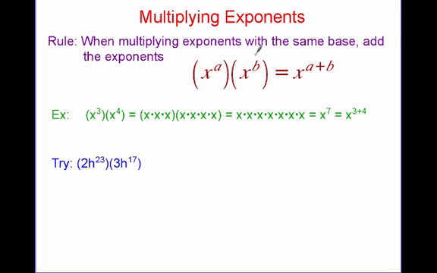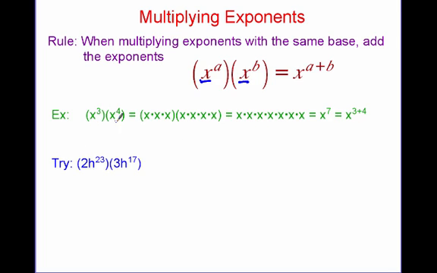When I'm multiplying exponents with the same base, as in x is the base here, the exponents get added. So if I take x to some a power times x to some b power, that's the same thing as x to the a plus b power. Here's a long explanation for how that works.